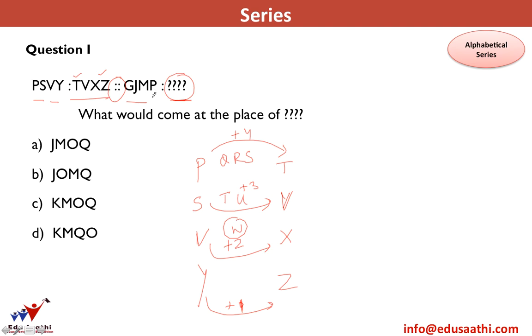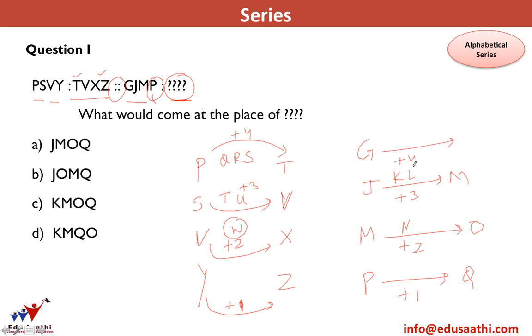So similarly for G, J, M and P, the last element here P would be replaced by Q. Just add plus 1. M would be replaced by plus 2 here. So we have N and then we have O. So M is replaced by O. Similarly J to the next element would be plus 3. So I have K, L and here I would have M. Similarly here I'll have plus 4, H, I, J and then I have K.